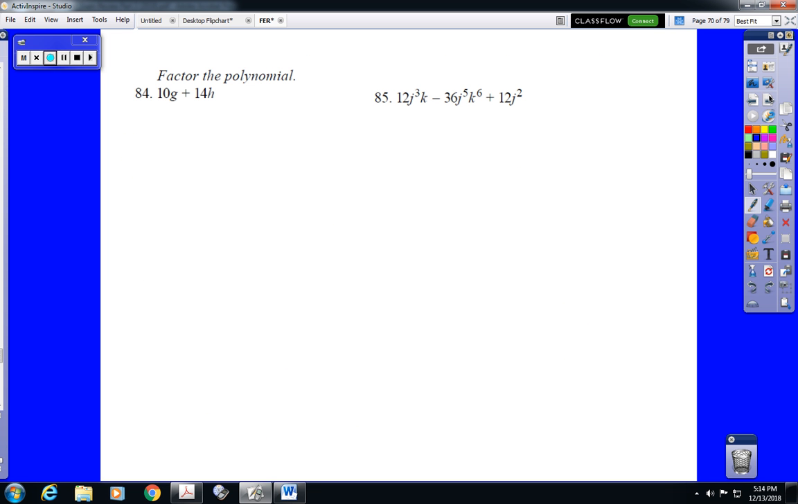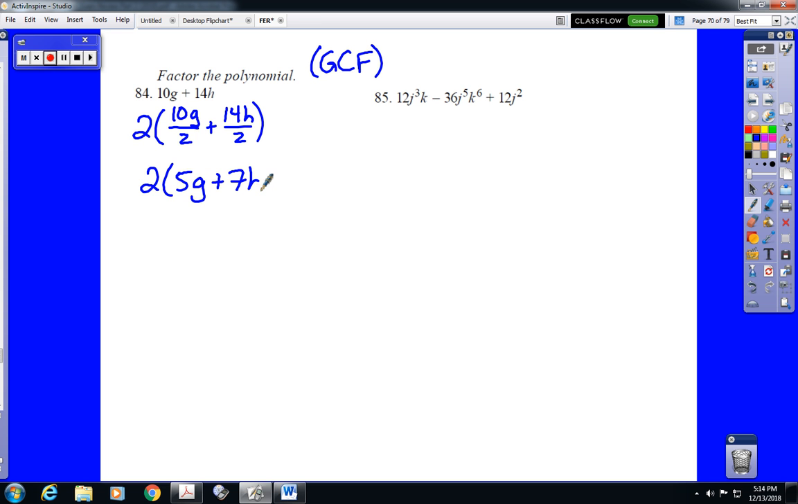84 and 85 ask us to factor. In both cases, this would be factoring out the greatest common factor. Both of these we should recognize as greatest common factor factoring. So the first set of stuff here, these are both divisible by 2, so I would factor out a 2. Now remember what that does, and you don't necessarily need to show this step, but in your head you need to go, okay, if I'm going to factor out a 2, what I'm doing is dividing each term by 2. So that would be 5g plus 7h, and that is fully factored. On number 85, we have to consider all three terms. All three terms are divisible by 12.